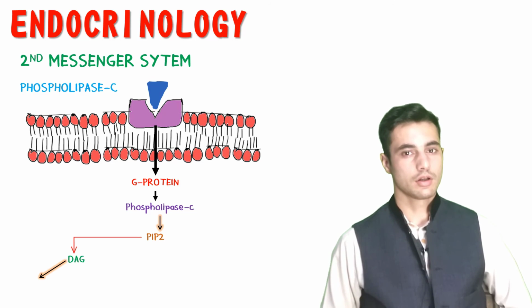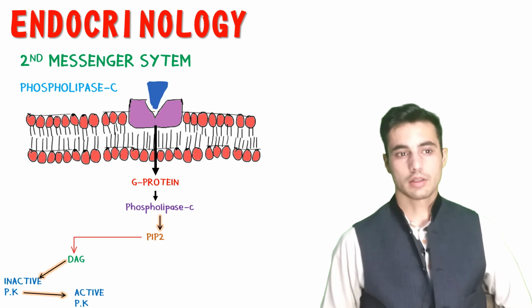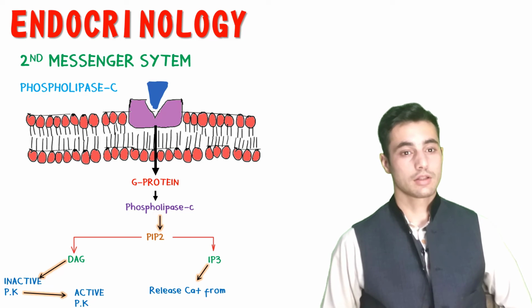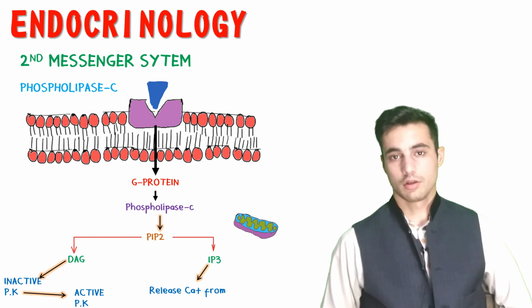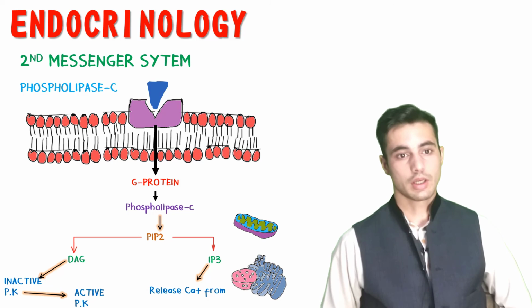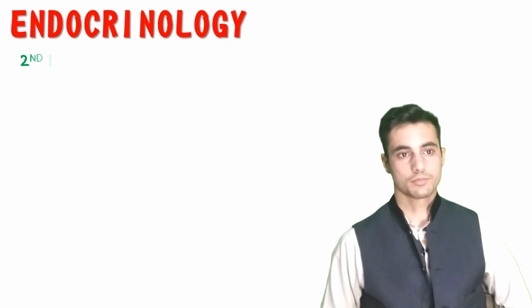DAG is diacylglycerol. The DAG will convert the inactive protein kinase into active protein kinase, and it will perform various reactions. On the other hand, the inositol triphosphate will release the calcium ions from the mitochondria and the endoplasmic reticulum.